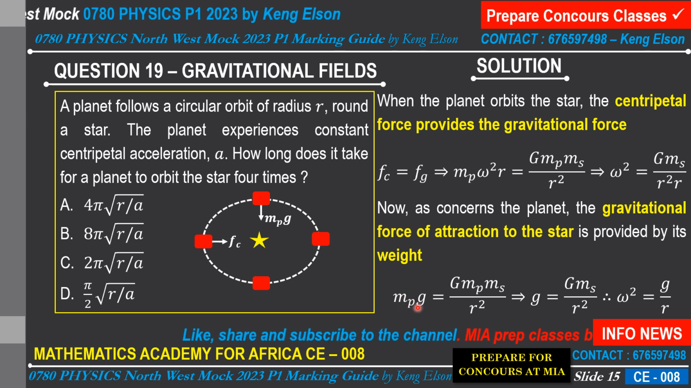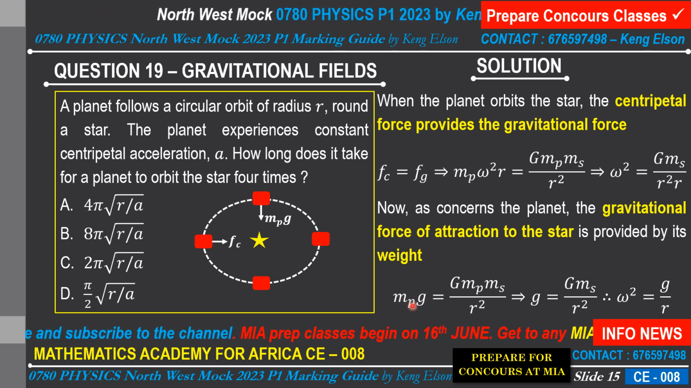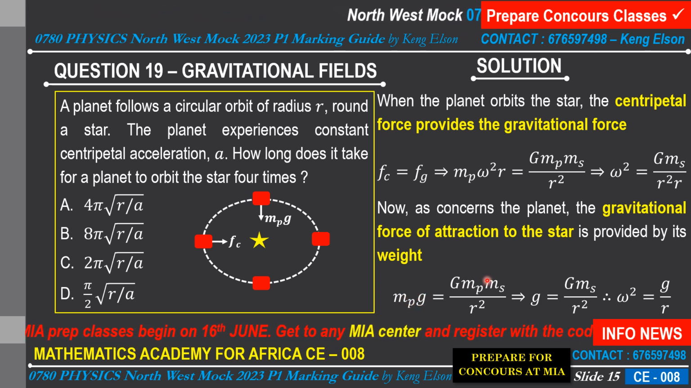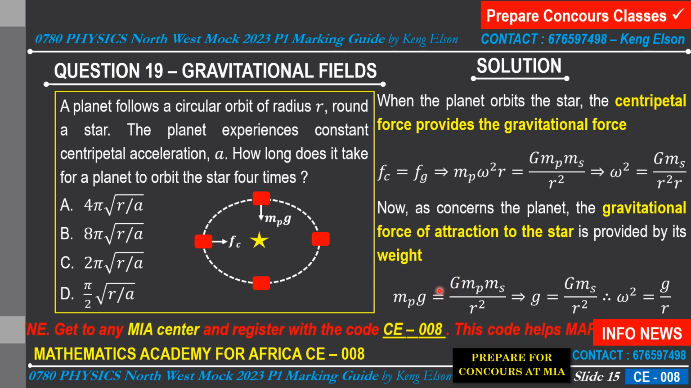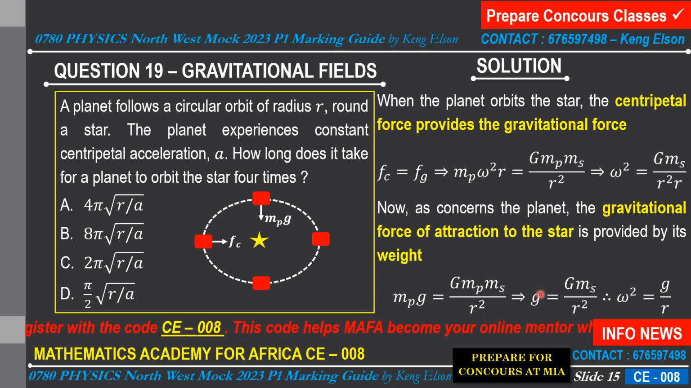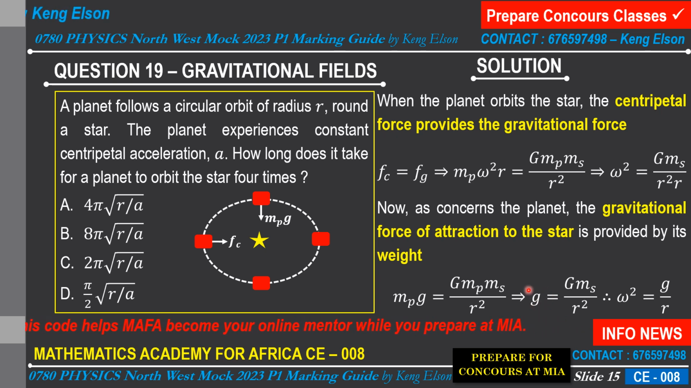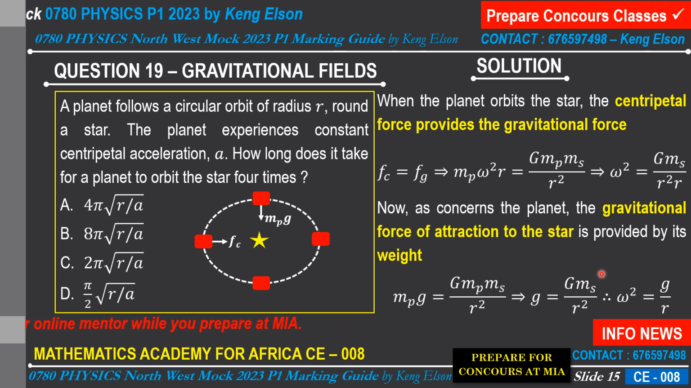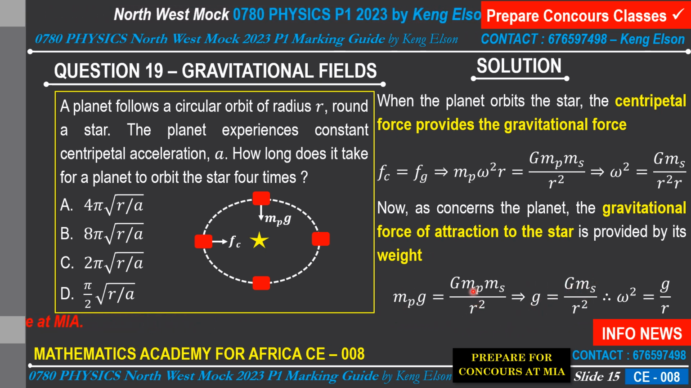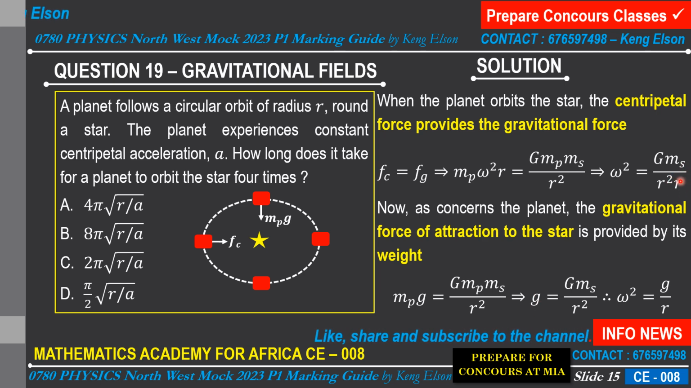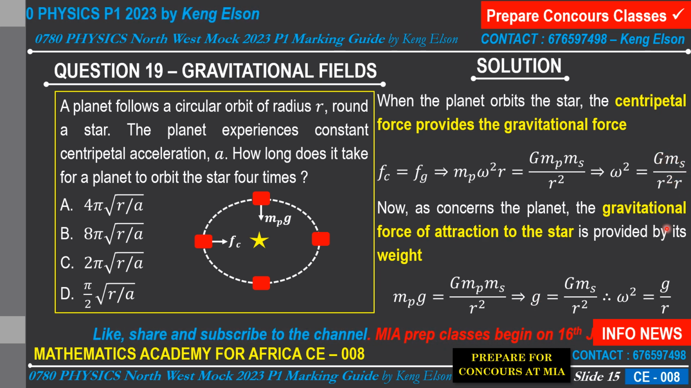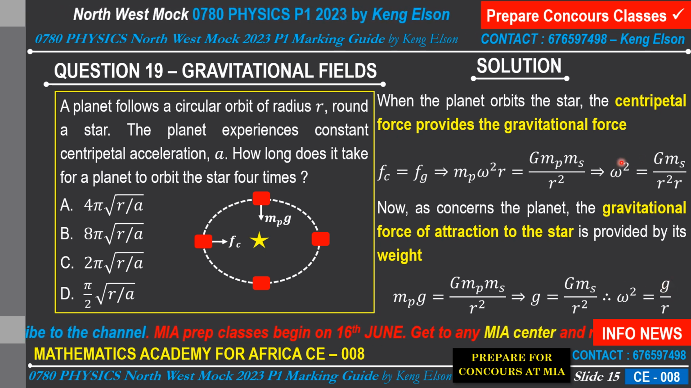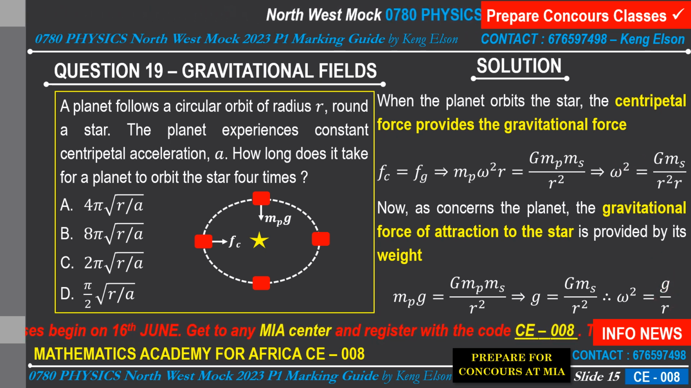We have that mpg, the weight of the planet, is mp times g, equal to the gravitational force of attraction between the planet and the star, which means that our gravitational field strength, g, is equal to GMs on r squared, because mp is also going to cancel. Now you see that GMs on r squared is just small g, but there is an r in the denominator, so replacing GMs on r squared with small g, we are going to have omega squared to be small g on r.